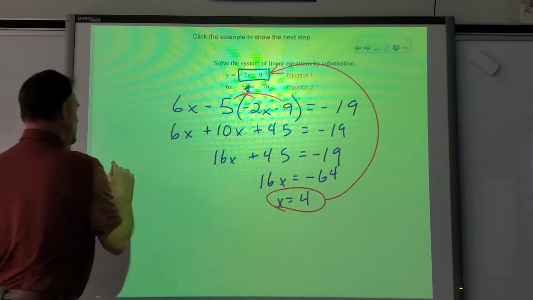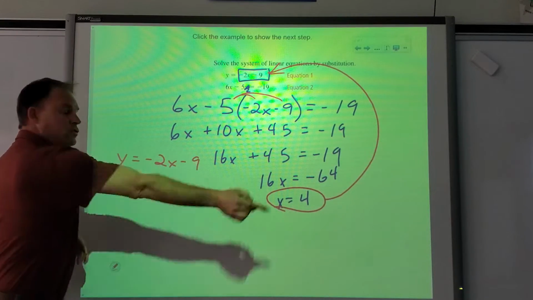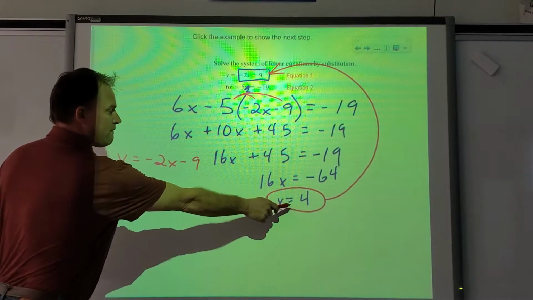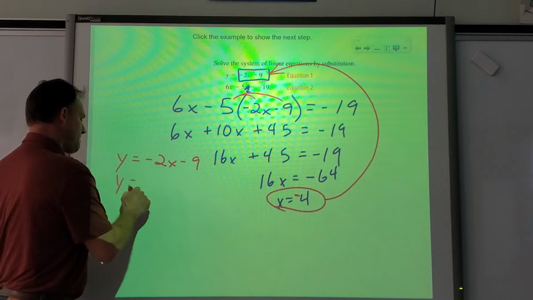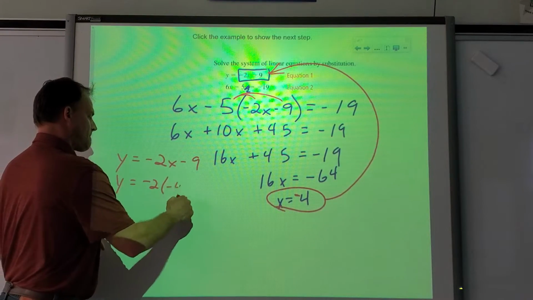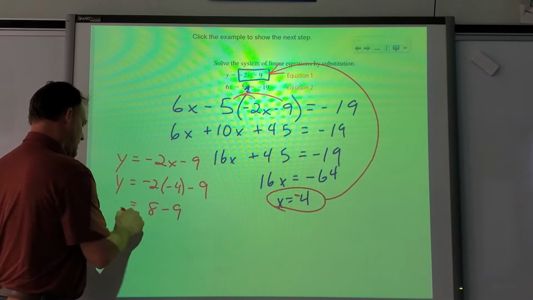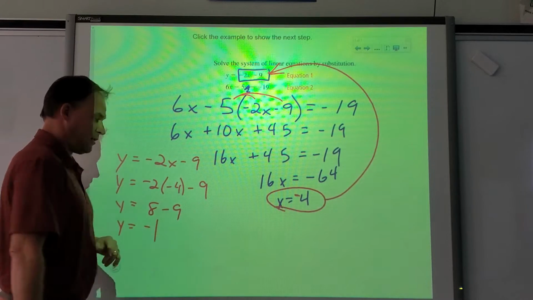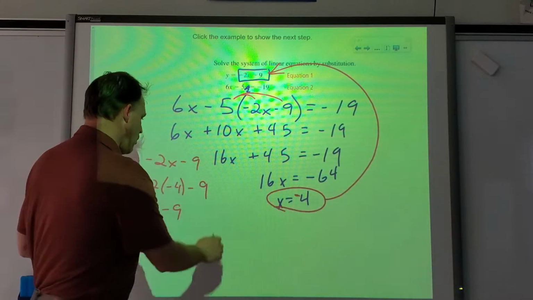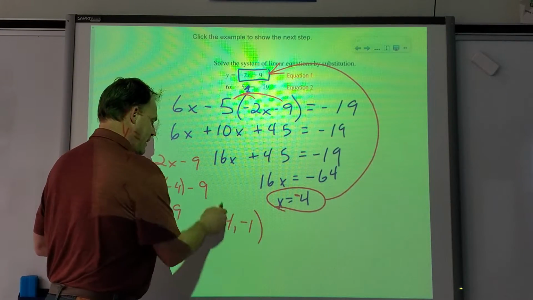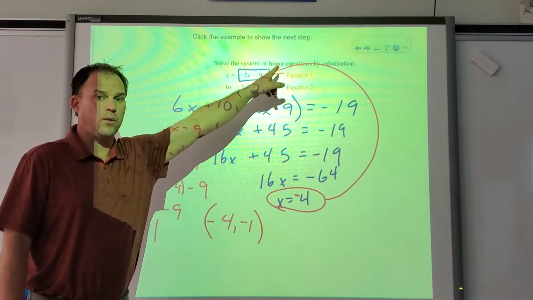So the original equation was y equals negative 2x minus 9. I put 4, sorry, that's a negative 4, typo. I put negative 4 in there. Positive 8 minus 9, y equals negative 1. So my answer is x comma y, negative 4, negative 1. That is where the two lines would cross if we would graph them.